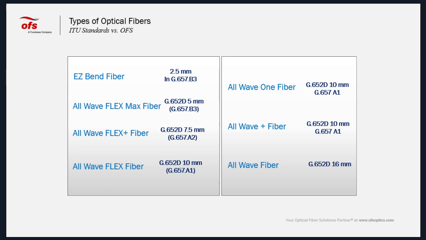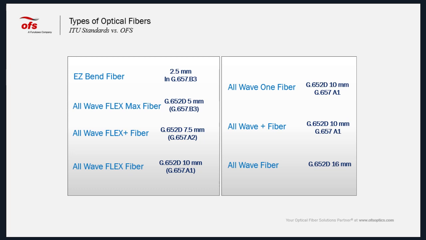The bend insensitive family, you can find them on the left side. We start with the AllWave Flex fiber. It is compatible with the G.657.A1 fiber. It allows 10 millimeter as a bend radius. The second type of fiber is AllWave Flex Plus fiber. It is compatible with the G.657.A2 standard, and it allows 7.5 millimeter as a bend radius. And we have the AllWave Flex Max fiber, which is G.657.B3 fiber. It allows 5 millimeters. And OFS has developed a more performant fiber, the EZ Bend fiber. It is compatible with G.657.B3 and it allows a 2.5 millimeter bend radius.